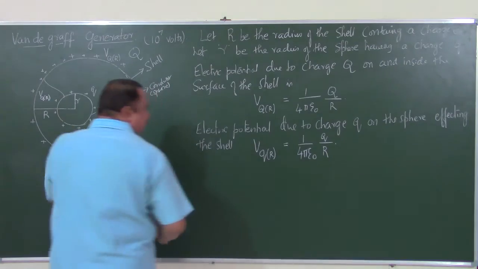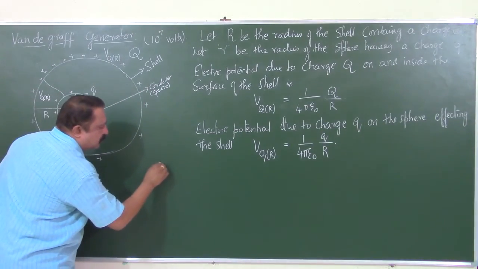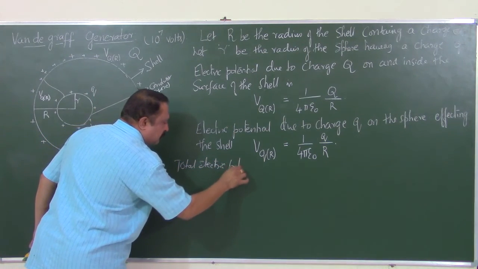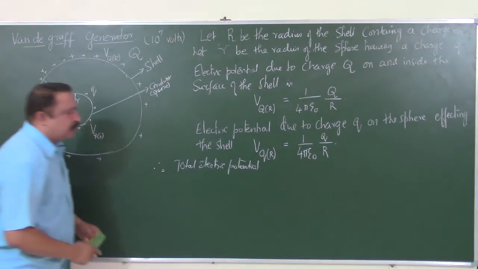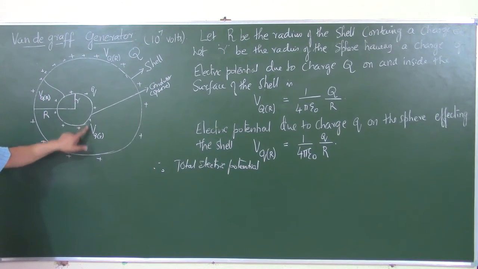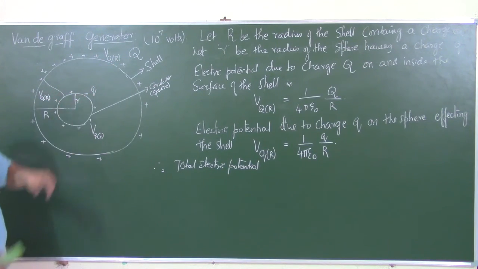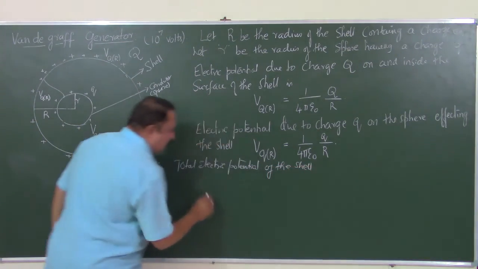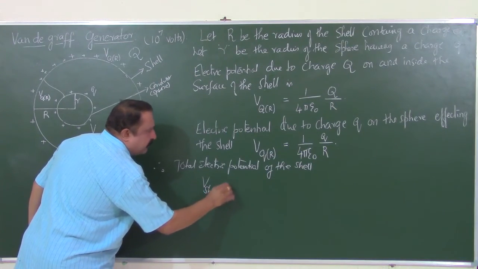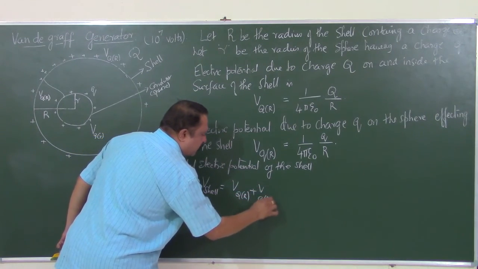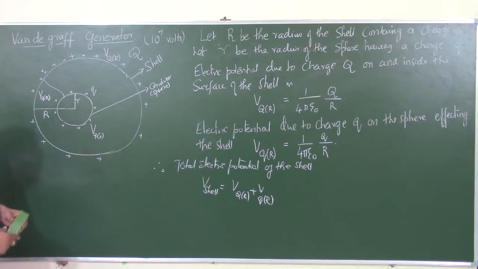So, what is the total electric potential of the shell? Therefore, the total electric potential due to charge plus Q and small q, capital Q and small q, that's the total electric potential of the shell. Let's call it V of shell. V of shell is equal to V_Q of R plus V_q of R. Okay. Now, let's investigate the electric potential for this sphere.